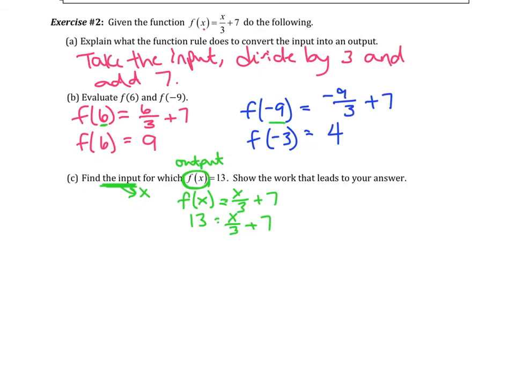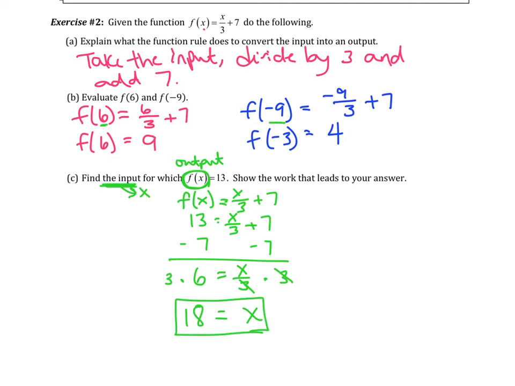Okay, so now if I wanted to solve that for x, it's a linear equation I'm solving. I'm going to subtract 7 from both sides. So I have 6 is equal to x over 3. Now to get at x, I would do the opposite here. So I'd multiply by 3, multiply by my denominator. So 18 is equal to, here the 3's cancel, and I get x. So I solved for x, which is the input, when the output was 13.